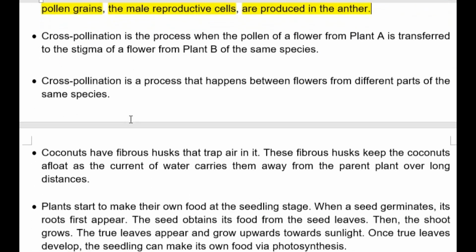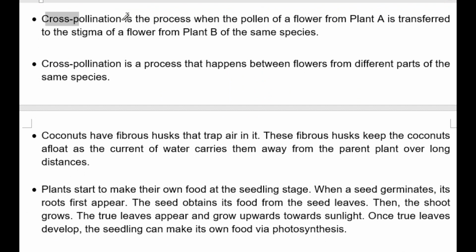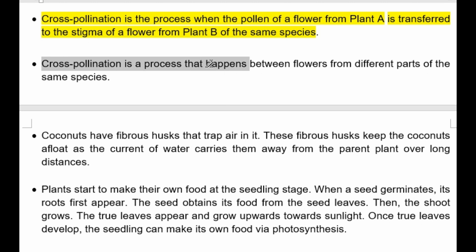Cross-pollination is the process when the pollen of a flower from plant A is transferred to the stigma of a flower from plant B of the same species. Cross-pollination is a process that happens between flowers from different plants of the same species.